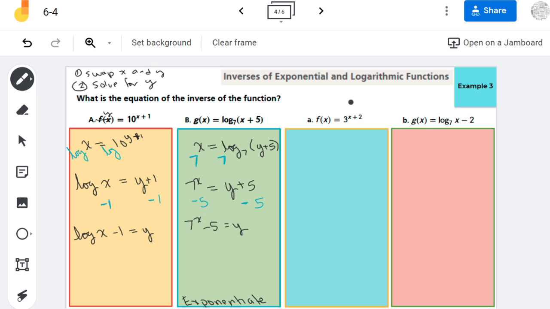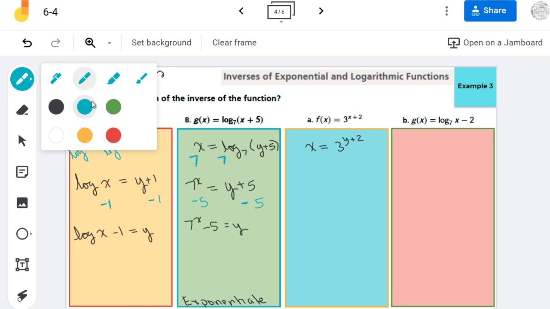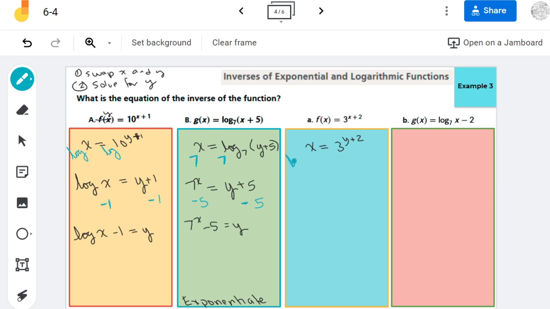All right, now for little a, I think this is the try it, right? I flip my x and y. Now to get the y by itself, I need to get rid of that 3. So I'm going to take the log of each side. And anytime you take a log, you need to consider the base. So the base of my exponent is a 3, so the base of my log is also a 3.